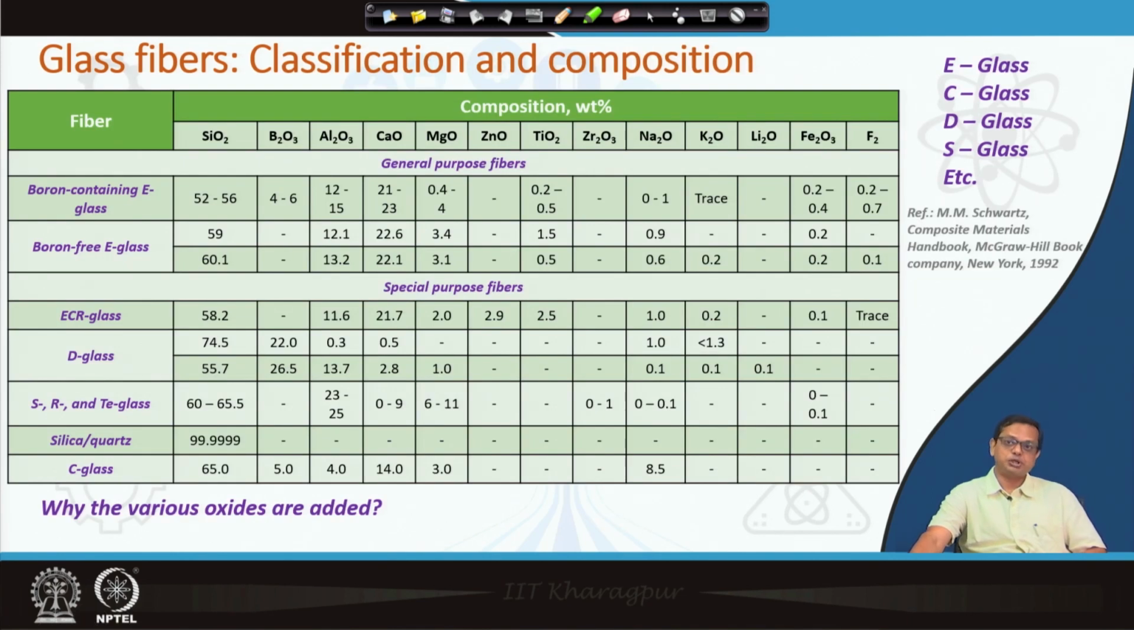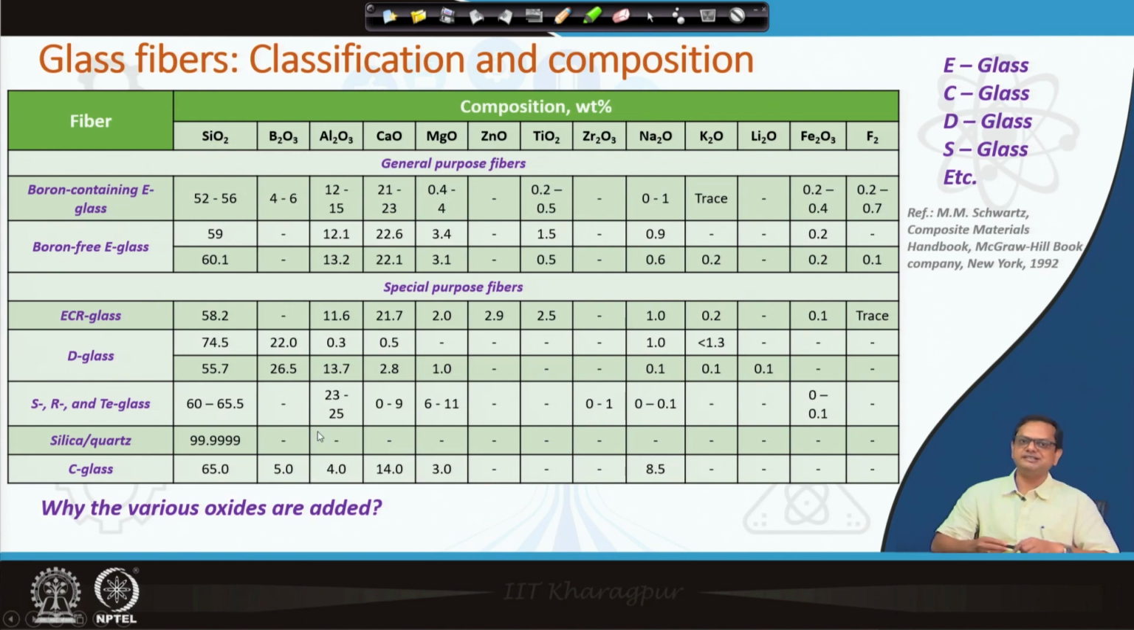And based on these additions of oxides, which oxides are added and at what content, there are different kinds of glasses. Okay. E class, C class, D class, S class, different kinds of glasses are there based on the addition of the different oxides at different proportions. Some general purpose fibers contain a certain amount of oxides at certain contents, and if you want special purpose fibers, then you change the composition of the oxides.